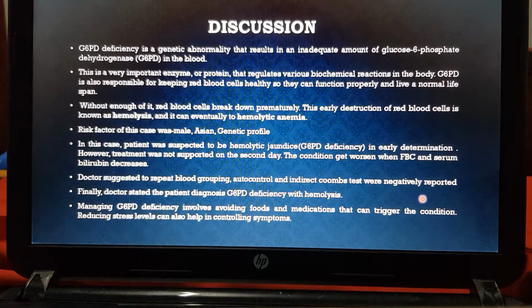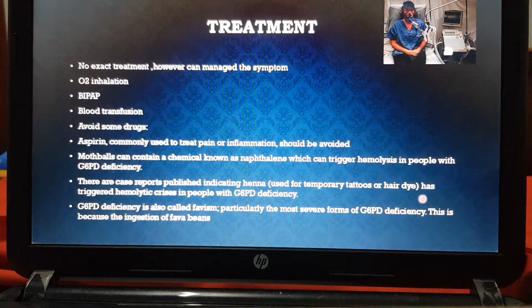Managing G6PD deficiency involves avoiding the foods and medications that can trigger the condition. Reducing the stress level can also help in controlling symptoms. So there is no exact treatment, however, we can manage the symptoms. For example, we can give oxygen inhalation, BiPAP, which is shown in this picture, blood transfusion, and avoid some drugs.